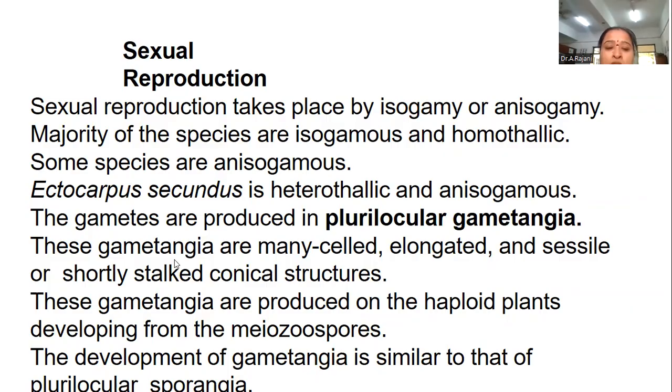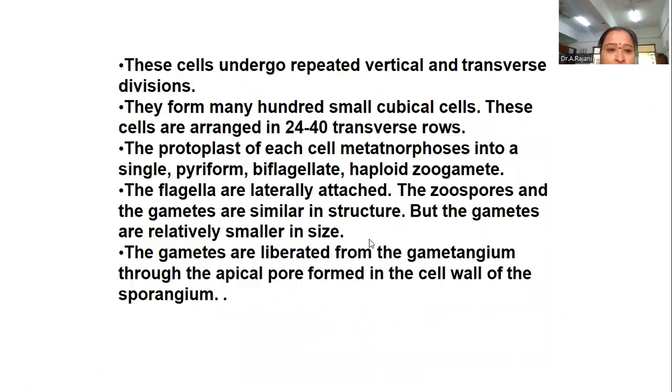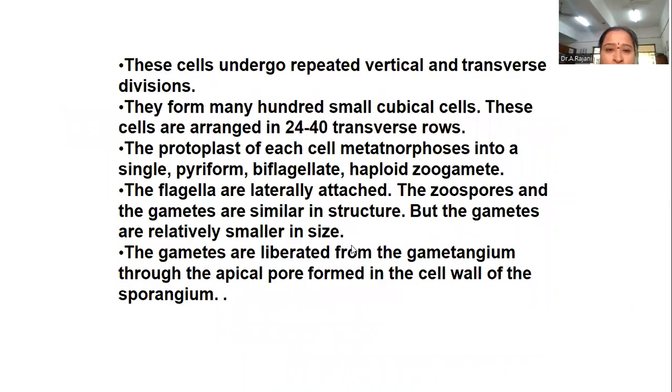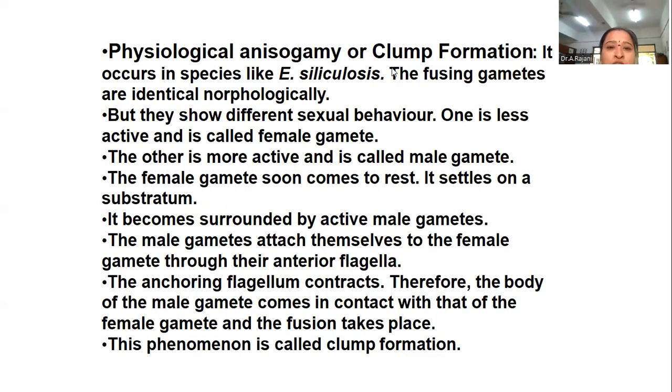This is similar to the plurilocular sporangia. Another very important character is there in this one. Isogamy is very common, and the isogamous examples are Ectocarpus siliculosus and Ectocarpus globifer. These two are the best examples of isogamy. Sometimes they ask for these examples also. And another one, physiological anisogamy. This is the most important, physiological anisogamy. Here, expect the question on clump formation.